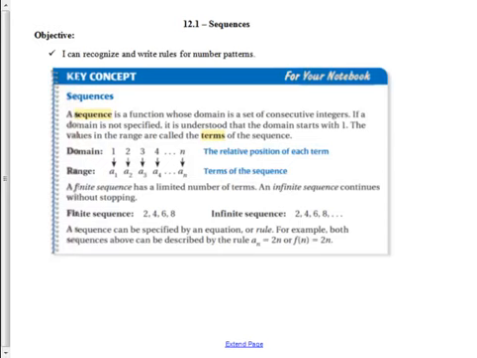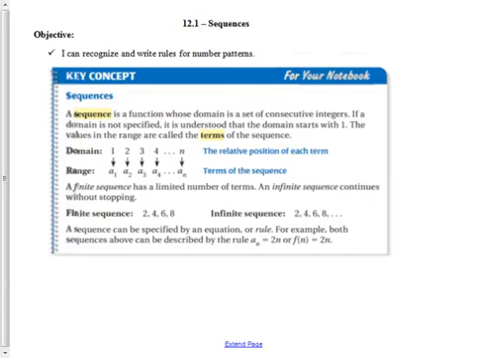The first thing we're going to talk about is a sequence. A sequence is a function whose domain is a set of consecutive integers. So there's normally commas in between them. And the domain is 1, 2, 3, 4, going up to n. It is the relative position of each term. So this means that it's the first term, this means that it's the second term, third term, fourth term, all the way up to n terms.